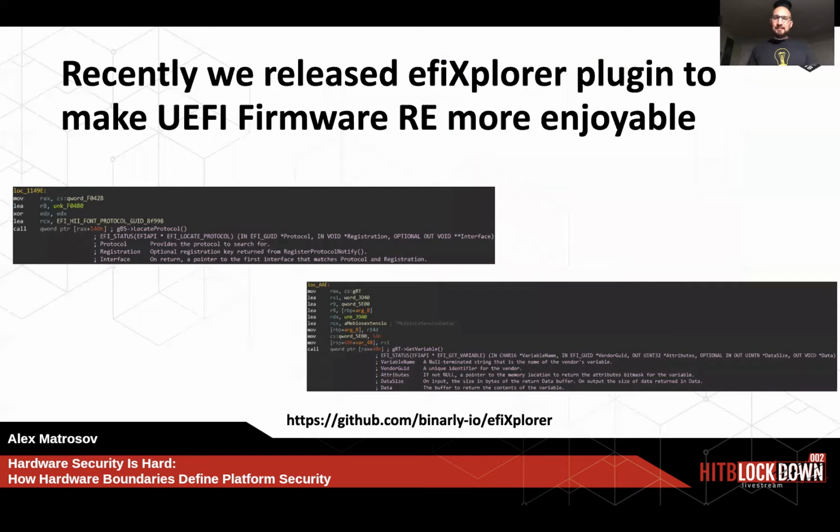If you think about how hard it is to reverse engineer UEFI firmware, because of the huge complexity between different models, it is actually hard. So recently, myself and some colleagues released the UEFI Explorer plugin, which makes UEFI firmware reverse engineering more enjoyable. Basically, we try to provide some automation for protocol reconstruction and runtime and system services initialization.